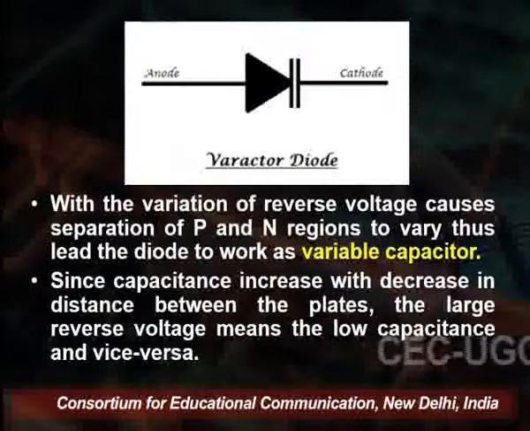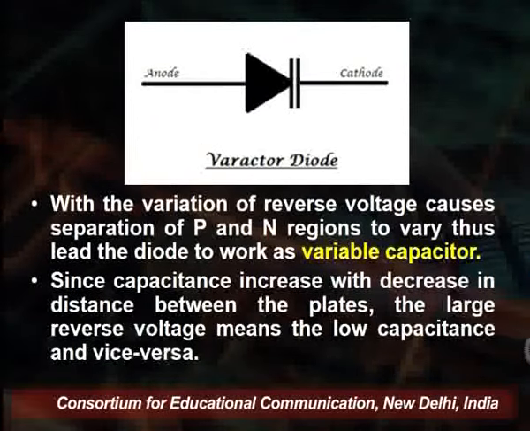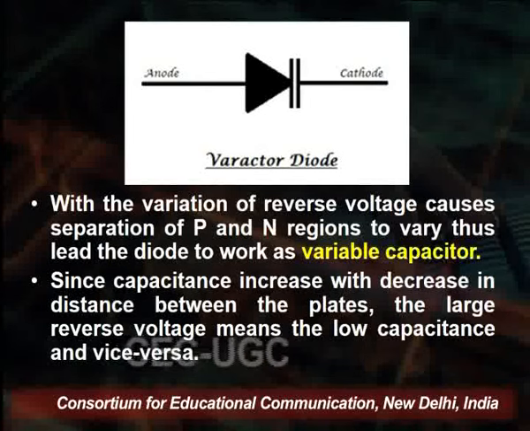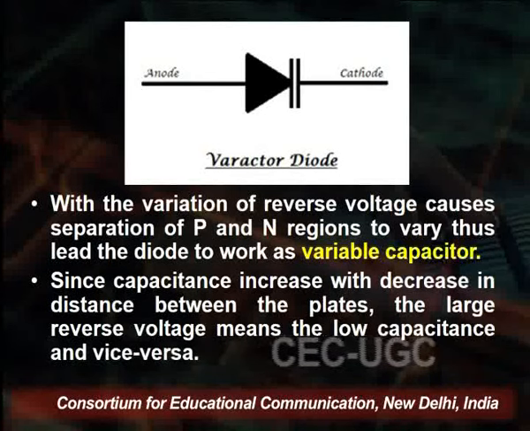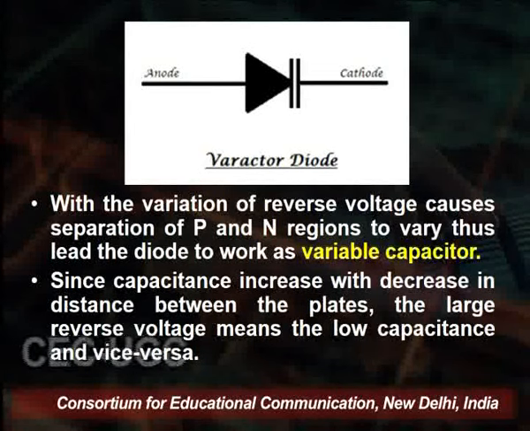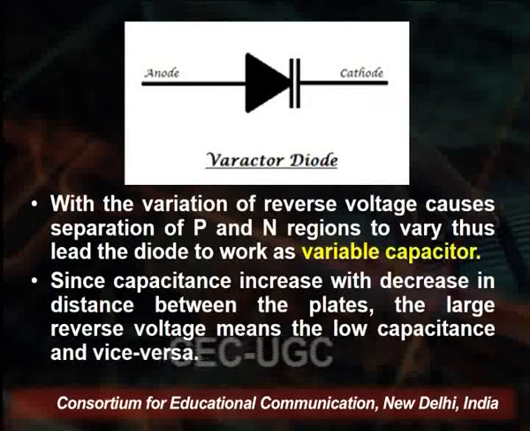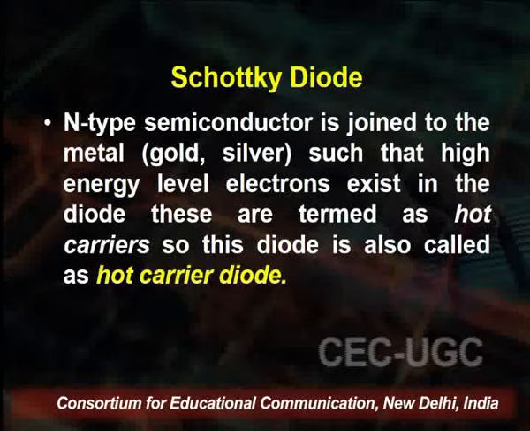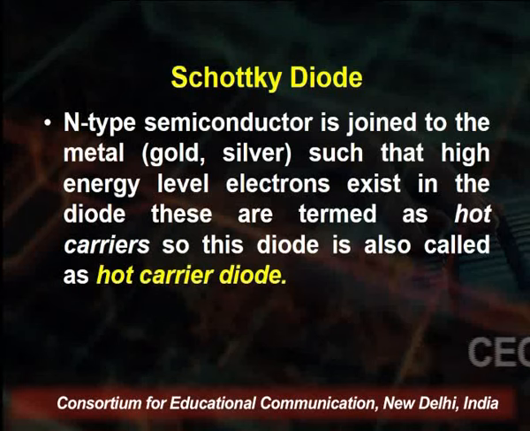Now when the variation of the reverse voltage causes the separation of the PN region to vary, this leads the diode to work as a variable capacitor. It works as a variable capacitor. Since capacitance increases with a decrease in the distance between the plates, a larger reverse voltage means lower capacitance, or vice versa.